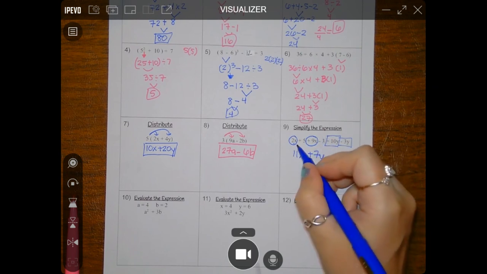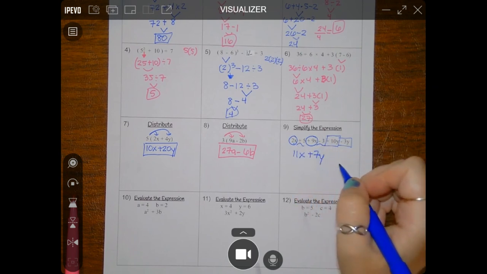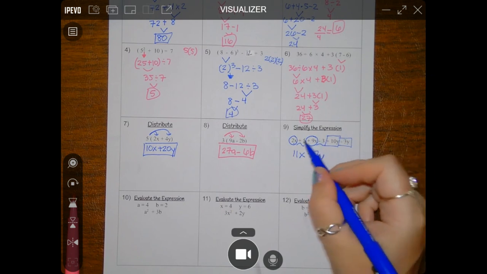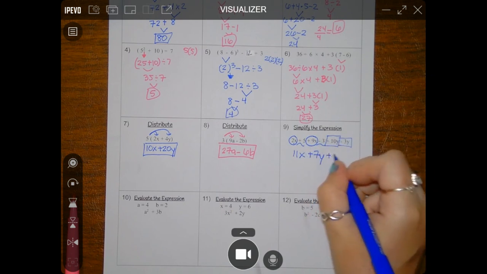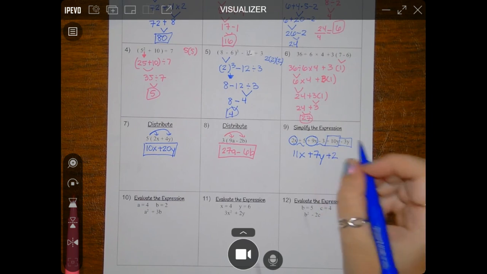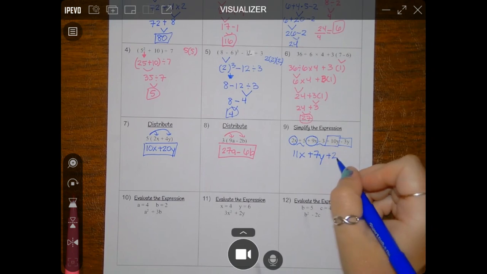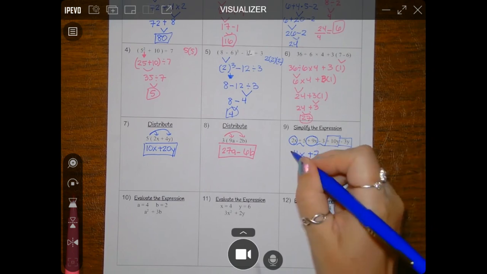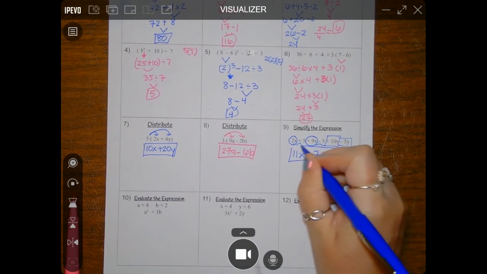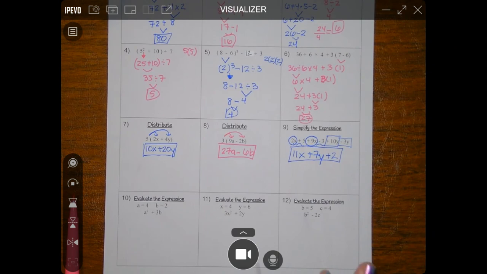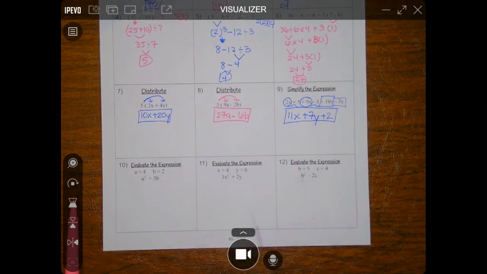And then finally, you have what's called a constant. That's a number by itself with no variables. So those are like terms. What's 5 minus 3? 2. And then that's as far as I can go, because I have the x's, the y's combined, and then I have my constants combined. And none of those are like terms, so that's as far as I can go. Okay, almost done. Last row.